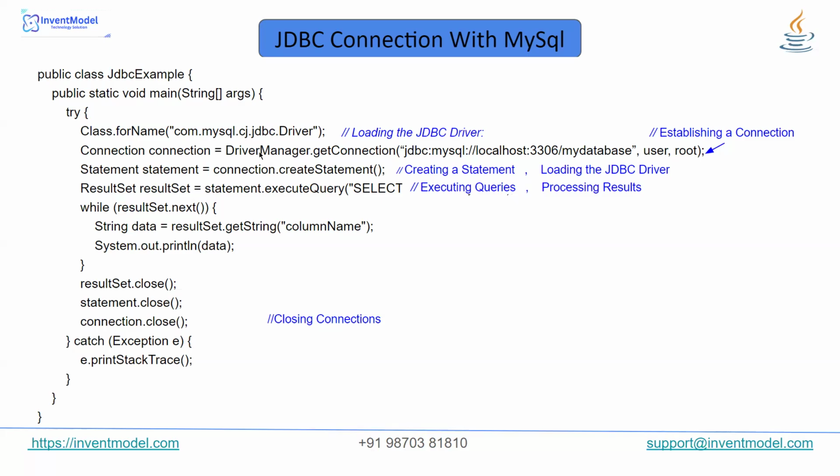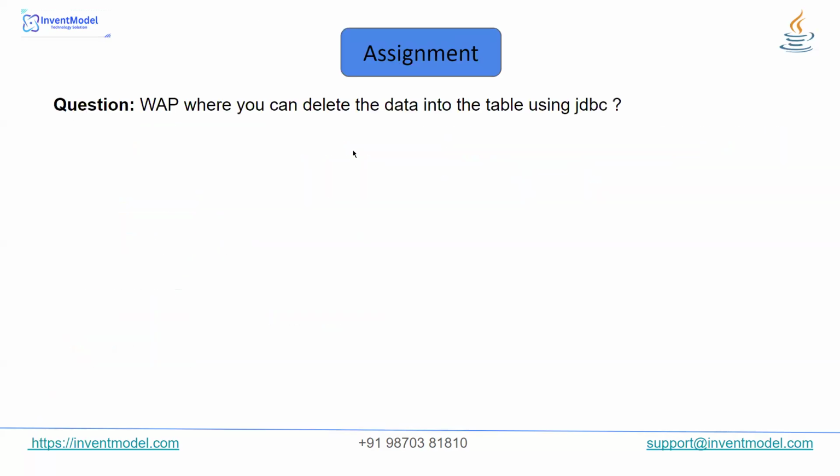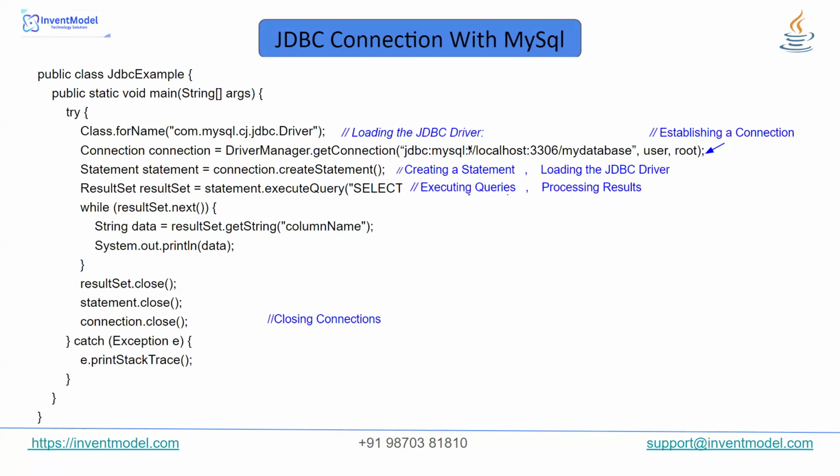Then the connection. Connection is a predefined interface in Java, DriverManager is a predefined class in Java, and getConnection is the predefined method for getting the connection. Here you can pass your localhost URL, your username, and here your password. With the help of this, you can establish the connection.